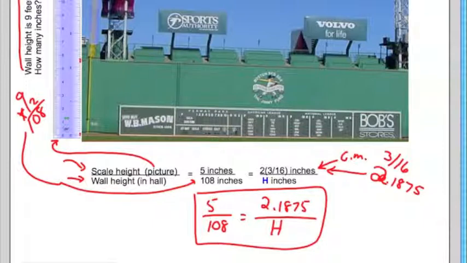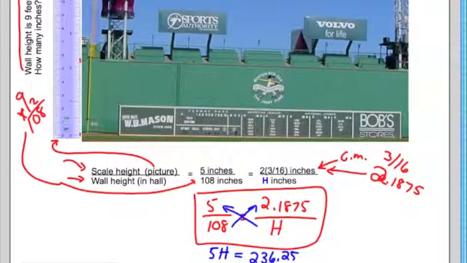So this is basically from pre-algebra. We are doing cross multiplying. This times this, this times this. Well, 5 times h is 5h. 108 times 2.1875, and we get 236.25.